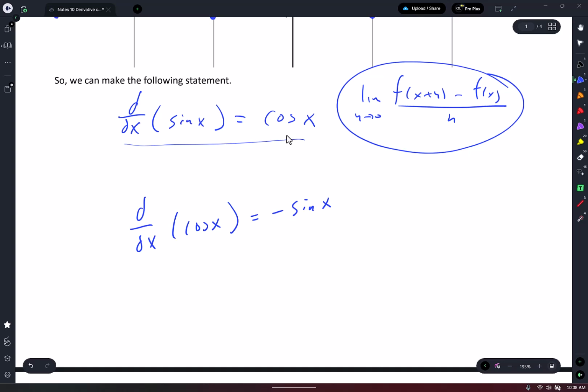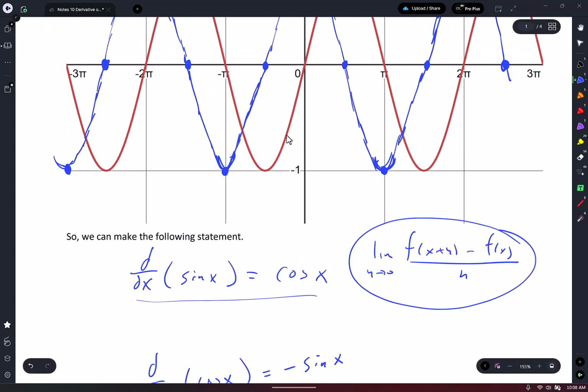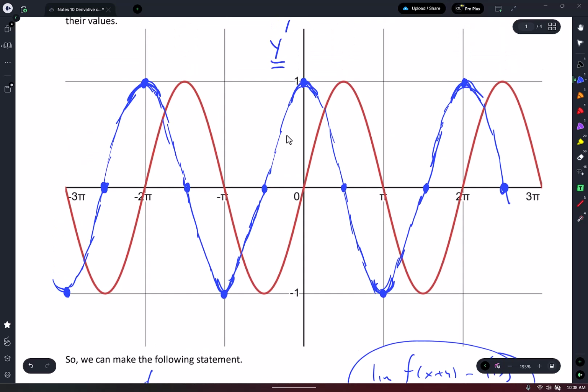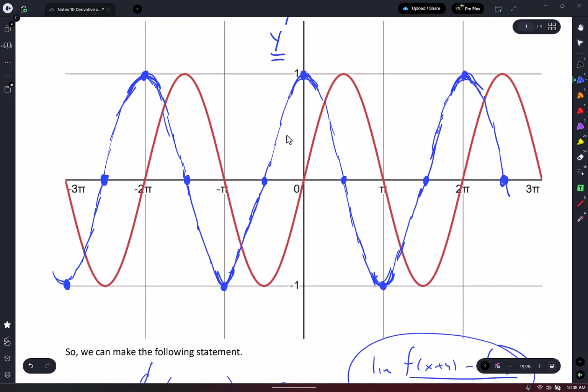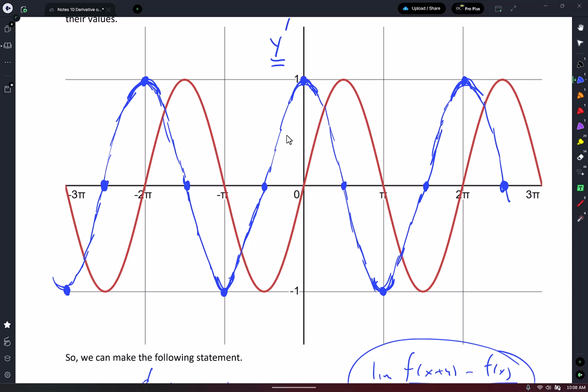I was just wondering why the derivative of sine x is not negative cosine x. Oh, you just saw right here. Because when I found my tangent slopes and plotted all those values and connected them, it looks like cosine x. But if I were to do the same thing with cosine x and plot the values of the derivative, you'll get a function that looks like negative sine x.